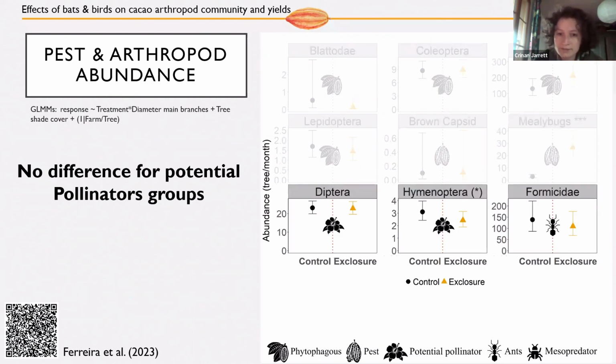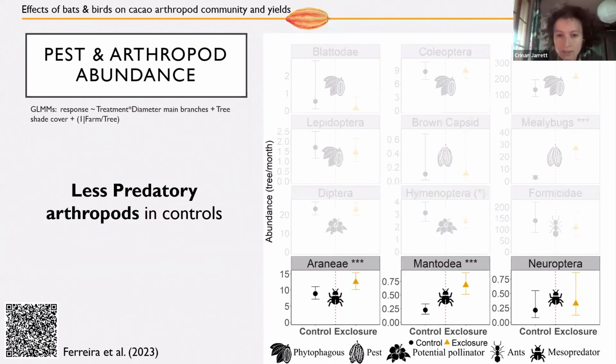When we look at pollinator groups, which include dipterans, hymenopterans, and ants, we find no strong difference between control and exclusion. And then there's a slightly conflicting result, which is that when we look at predatory arthropods, so these are arthropods that eat other arthropods, like spiders and mantis, we find a lower abundance in control than in exclosures. So what this means is that when we remove birds and bats, these arthropods go up in abundance.